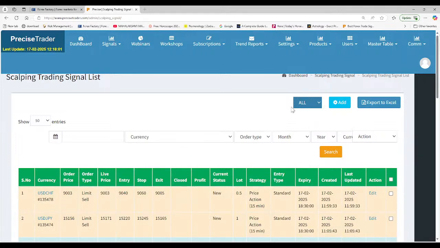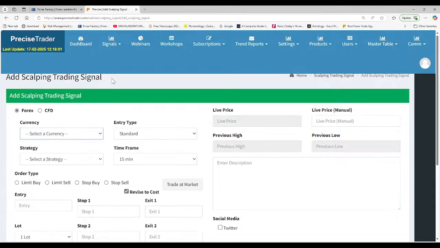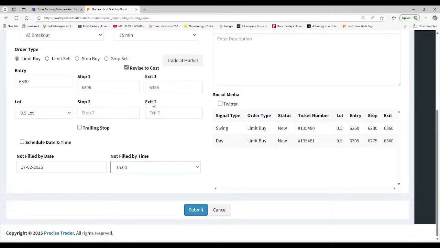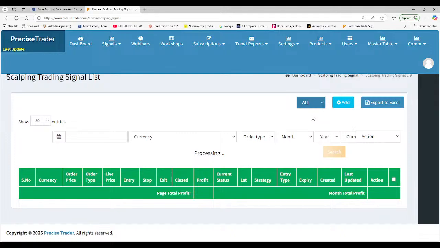Then Aussie will try to buy at 63.25, 63.30, and 63.55. Okay, this one we'll put until 4 o'clock.